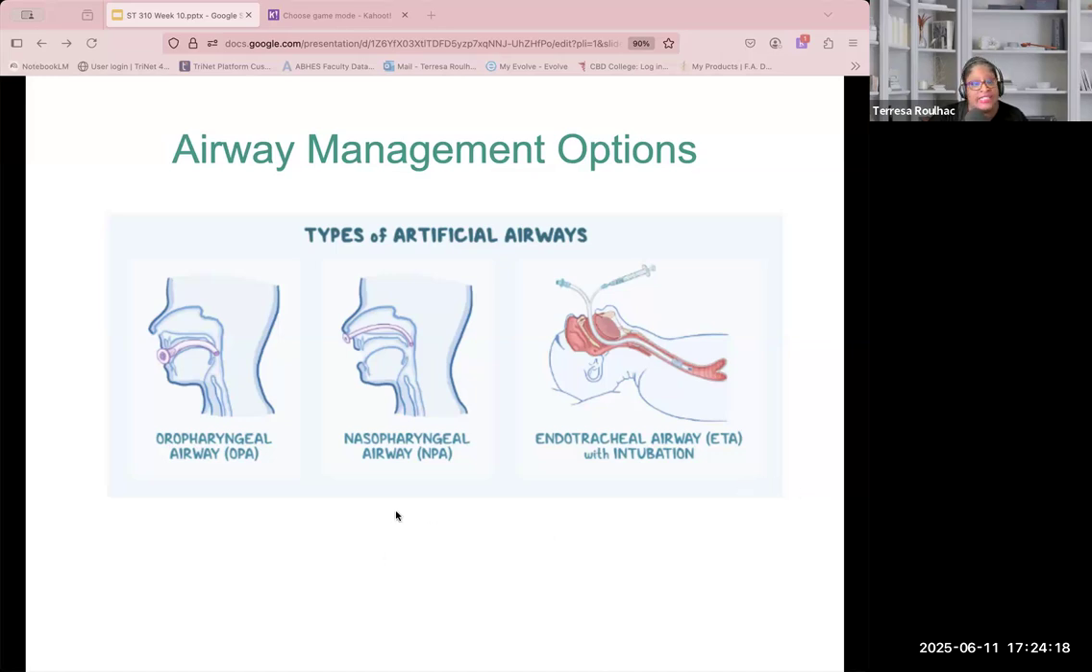We have our ET tube. This provides the maximum air control. And this is going to be the one that you're going to see most likely in your surgical procedures. Why? Because this is used for longer surgeries. The patient is going to be deeply relaxed. Their muscles are going to be flaccid. They're not going to be moving.